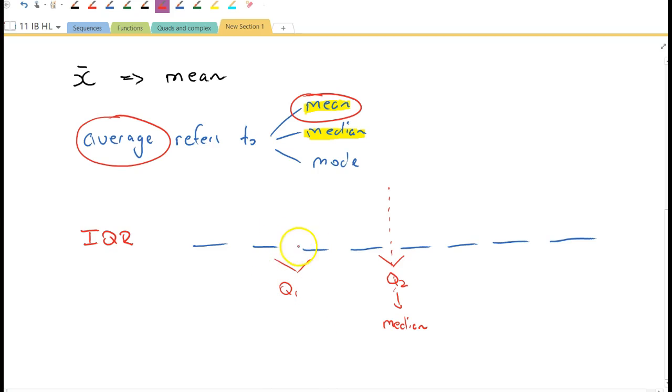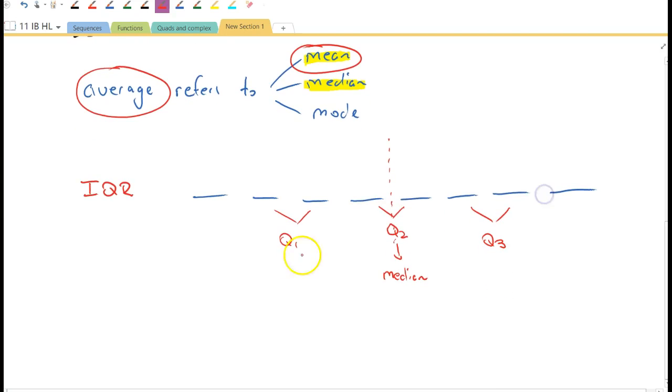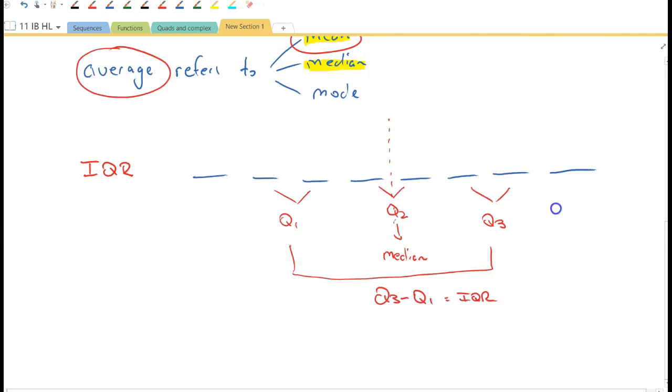Okay, those two added together and divided by 2 would give me my Q1, and these two scores here added together and divided by 2 would give me my Q3. Now my IQR is simply Q3 minus Q1. That's my IQR. Alright, so that's an even number of scores.